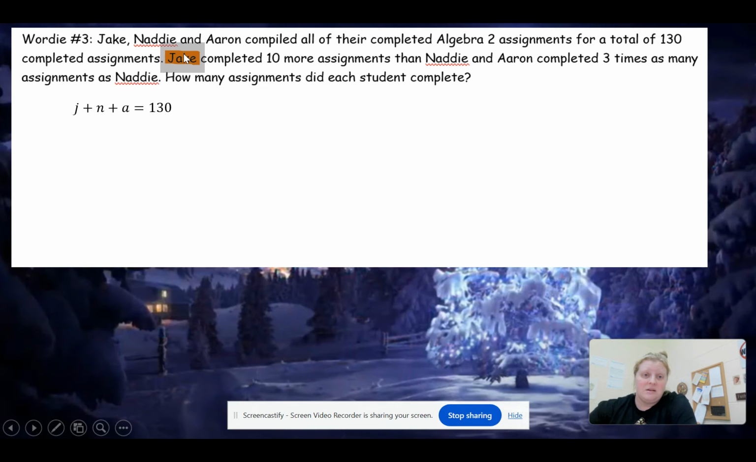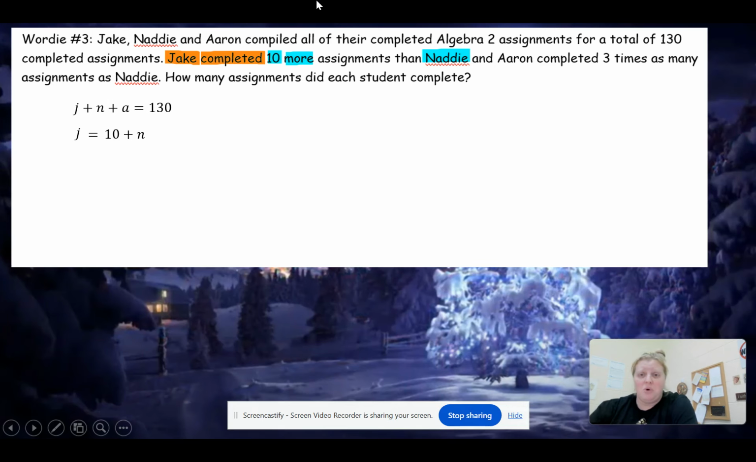So my next sentence, it says Jake completed. So we're talking about Jake's assignments, which we're going to use the letter J for. Completed is the same thing as saying he's done a total of. So when you are giving a total, that means equals. Then it says 10 more than Natty. So obviously we're going to write 10. More or more than means plus. So we're going to do 10 plus whatever Natty did. That's called translating. So we're turning just the words that are here into the correct mathematical symbols.